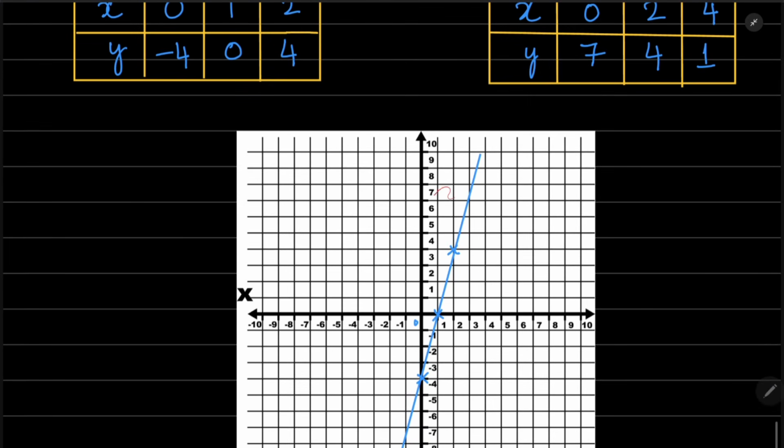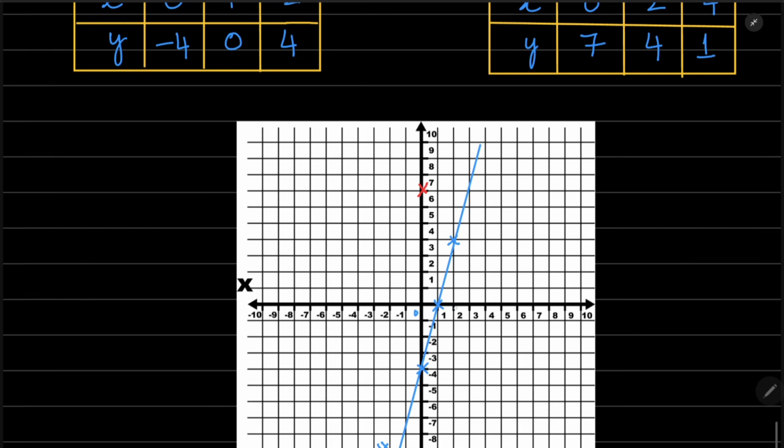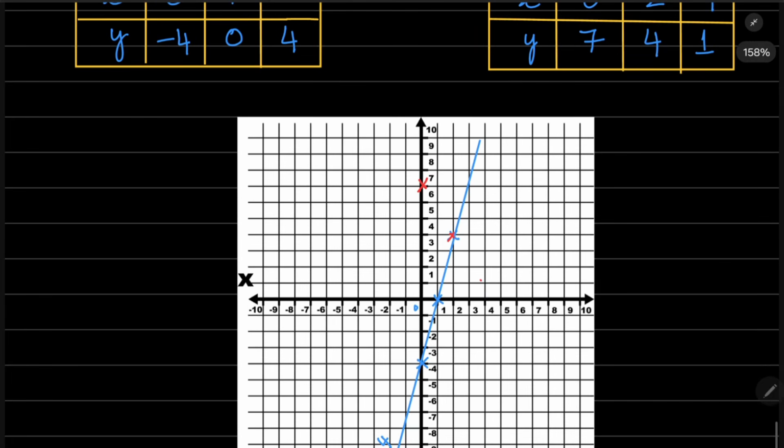0 comma 7. Where is 0 comma 7? Here, right? 1 2 3 4 5 6 7. This is 0 comma 7. 2 comma 4 is again here, and then 4 comma 1. So let us draw again a straight line.